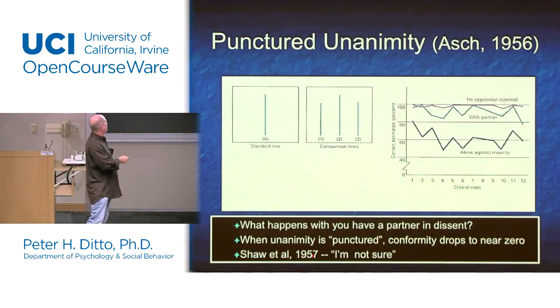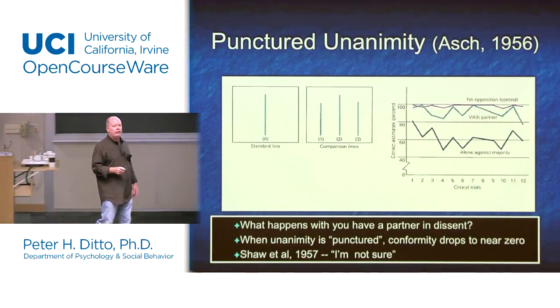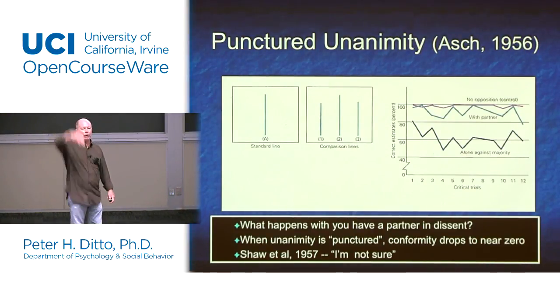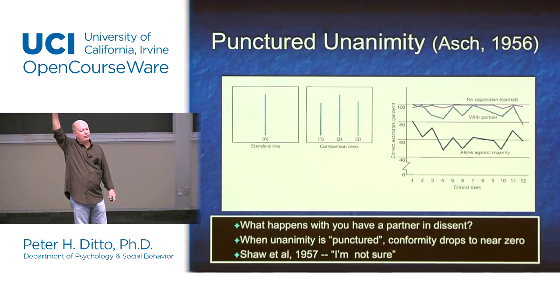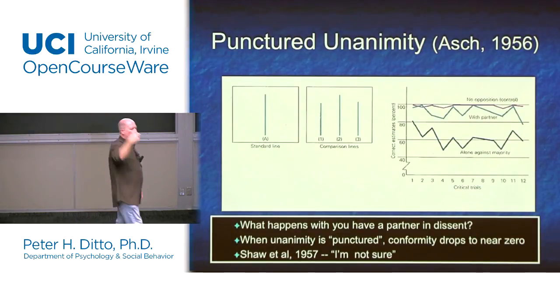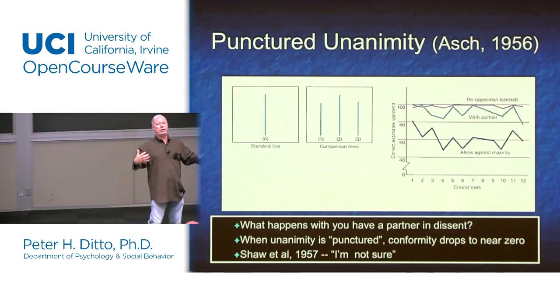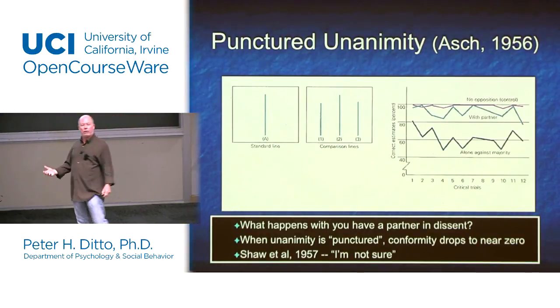And in fact, what you found in one study is that all one of the other six people has to say is, I'm not sure. And that drops conformity almost to zero. So if one person says, I don't really know, then all of a sudden you feel freed up to say, I don't know either, or I think that's the right answer.